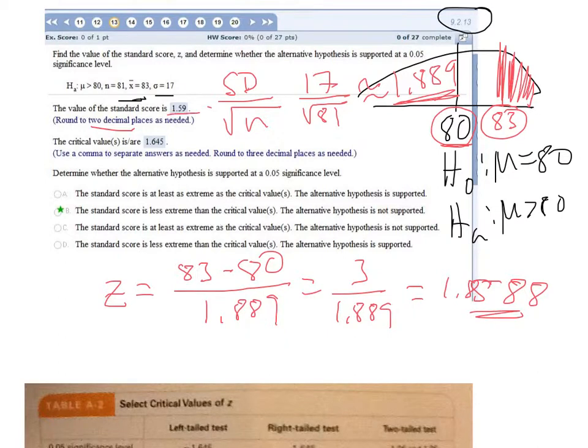Okay, so now we're trying to figure out whether that is far enough away. Well, we can use some rule of thumb kind of thinking. I know that's less than 2 standard deviations away, so that's not that big a number, but we'll get some other issues going on here with significance testing. They're telling us the alternative hypothesis. Find the value for the standard score. Determine whether the alternative hypothesis is supported at the 5% level.